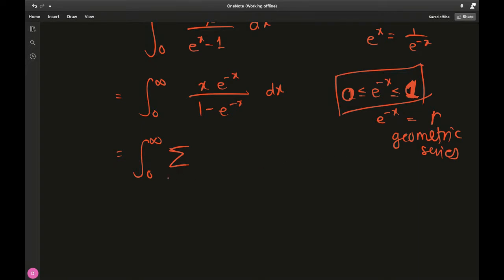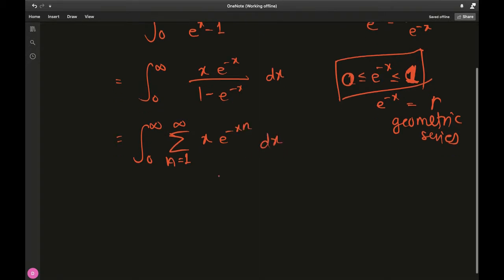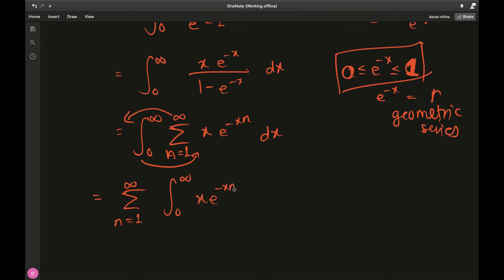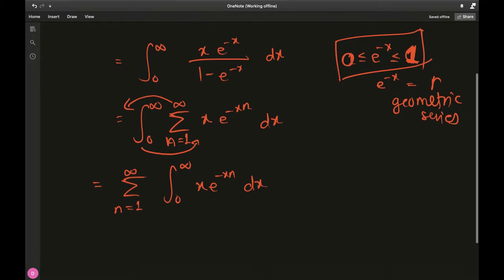So we can write this sum from n equals 1 to infinity, because the first term is e to the negative x that's present on top, and we have x times e to the negative x times n dx. So assuming uniform and absolute convergence, interchange the sum and the integral, we have the sum from n equals 1 to infinity, integral from 0 to infinity, x times e to the negative nx dx.